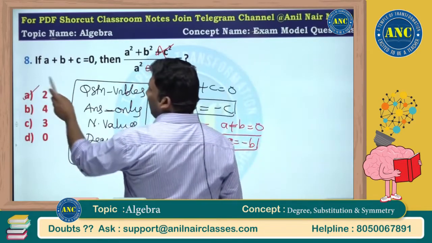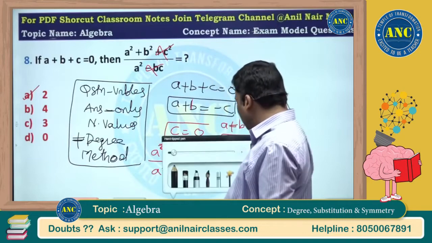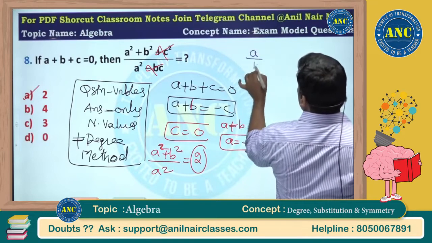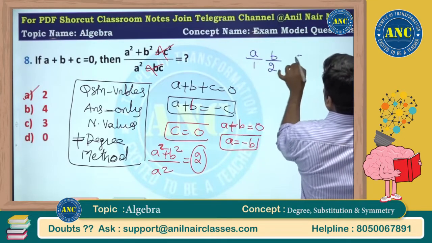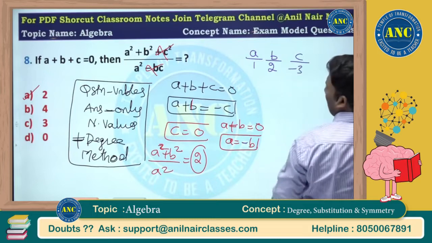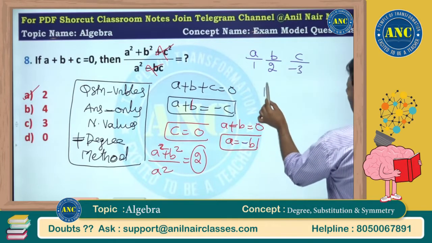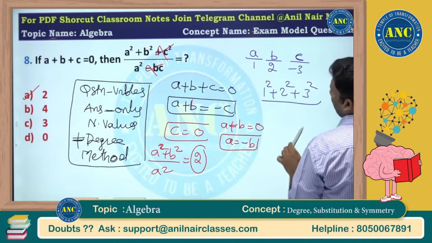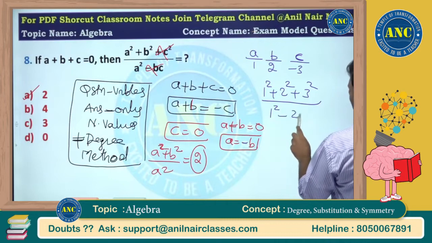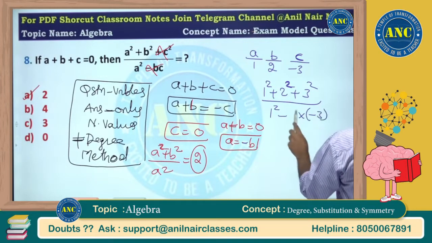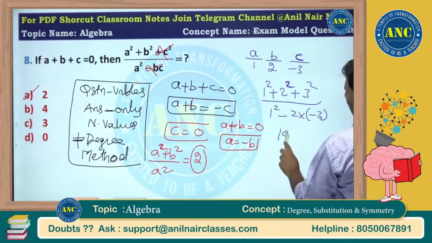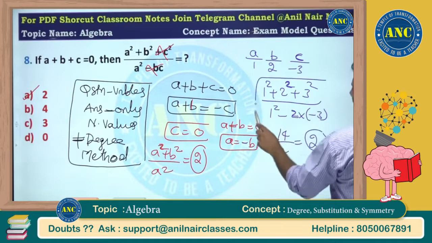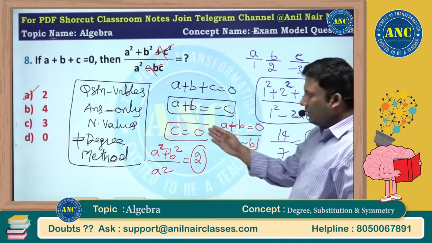Make the dependent variable 0. Or, sir, I want to substitute it. A value 1, B value 2, C value minus 3. Substitute it. This will become 1 square plus 2 square plus 3 square divided by 1 square minus 2 into minus 3. So this is 14 by 7, it is 2. Now it's up to your intelligence to determine. The calculation of this will take more time than this method.